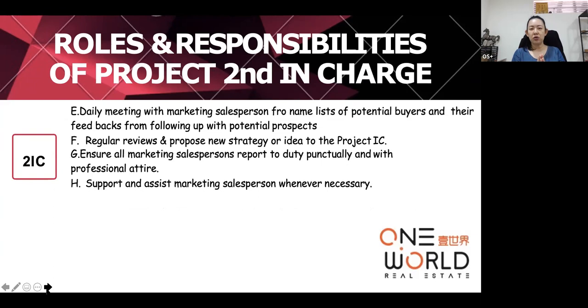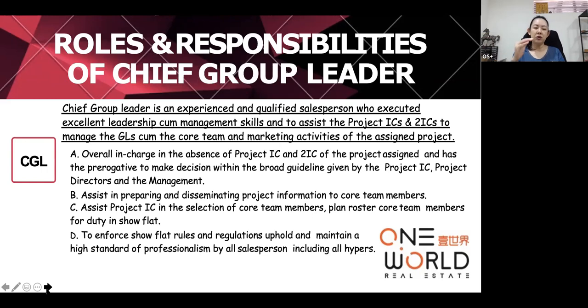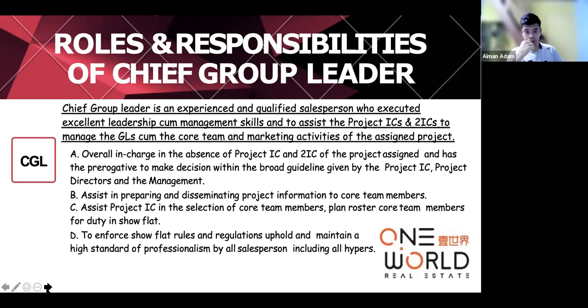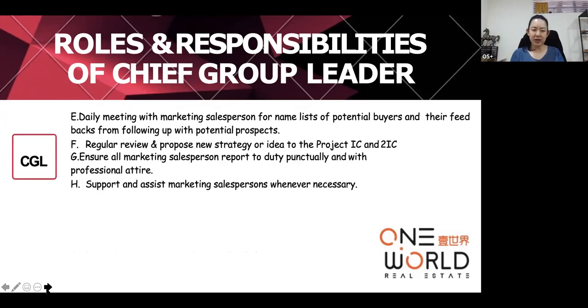Otherwise, if suddenly everybody is not coming, then how? When the customer walks in and nobody goes to serve them. So same thing, you need to support and assist the marketing salespeople whenever necessary. Chief group leader is almost the same. The only thing is they support the project IC and the second IC if the project IC and the second IC are absent. Then the rest will be the same.